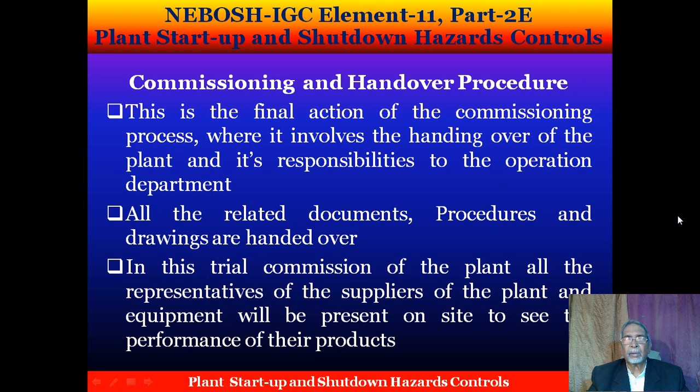Commissioning and handover procedure. This is the final action of the commissioning process, where it involves the handing over of the plant and its responsibilities to the operation department. All the related documents, procedures, and drawings are handed over. In this trial commissioning of the plant, all the representatives of the suppliers of the plant and equipment will be present on site to see the performance of their products.